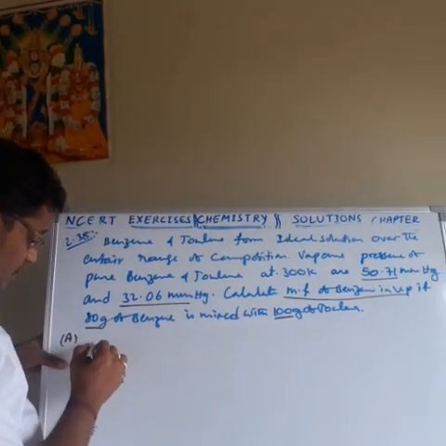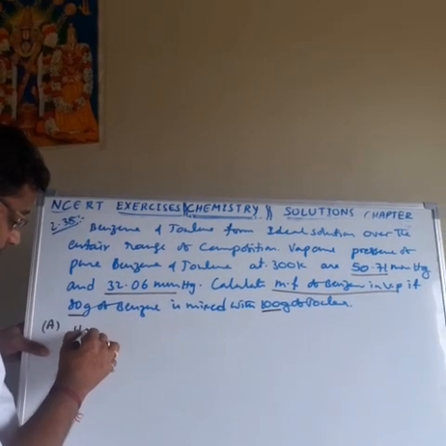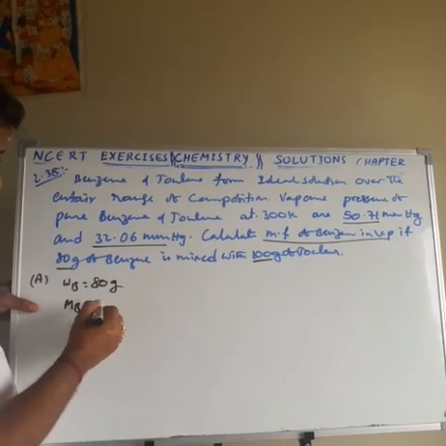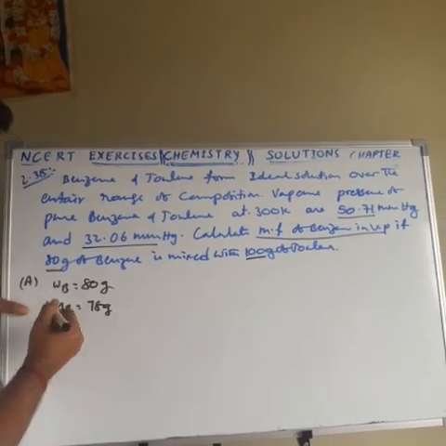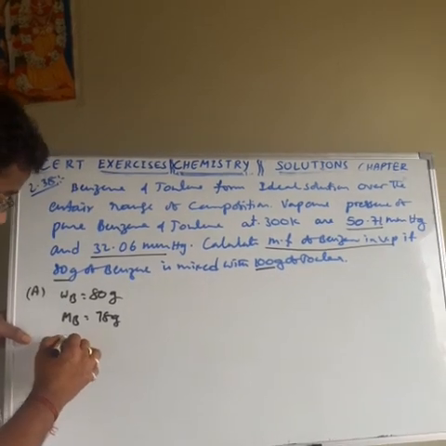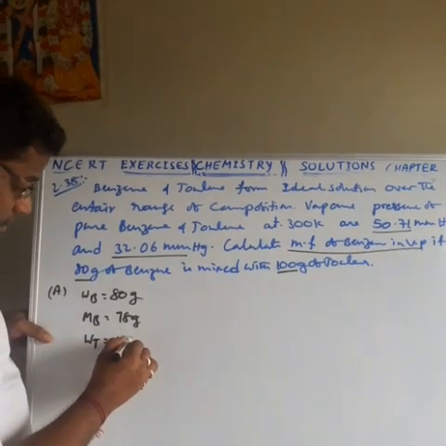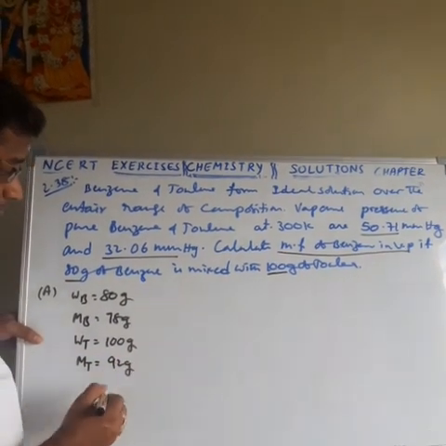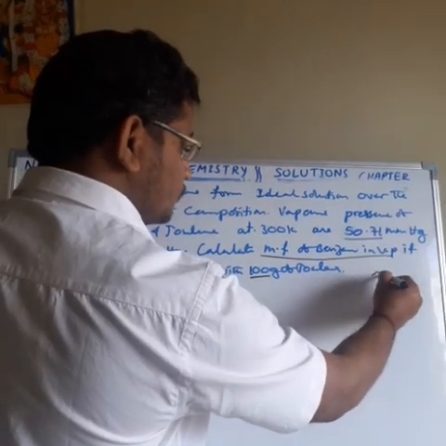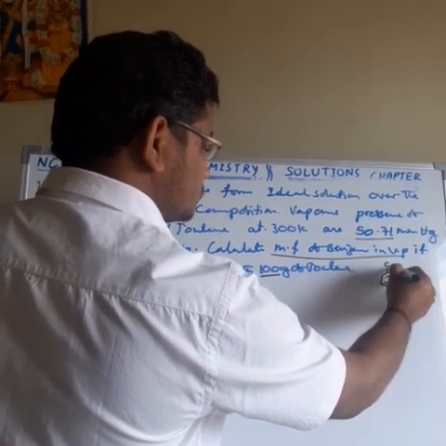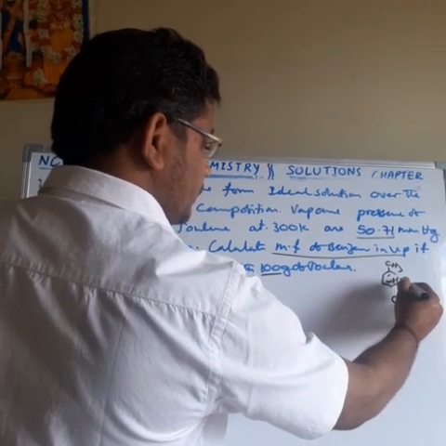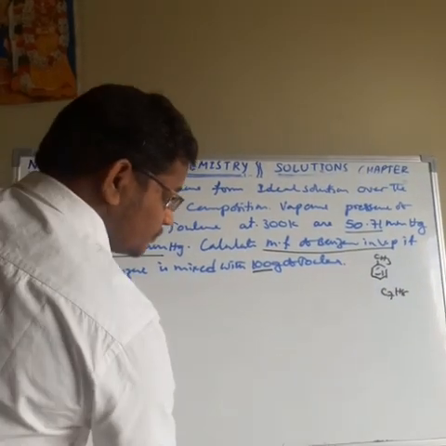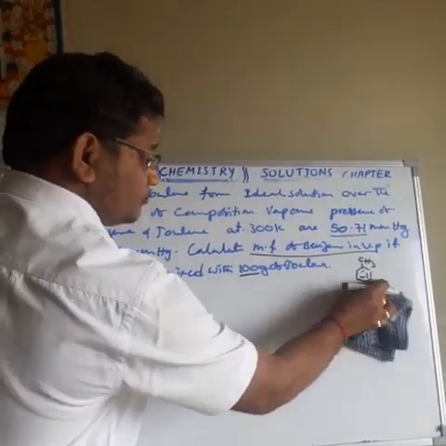First, we write the given data. Weight of benzene, 80 gram. Molecular weight of benzene, we already know, is 78 grams, C6H6. Next, weight of toluene, 100 grams. Molecular weight of toluene is 92 grams. The toluene formula is C6H5CH3, a total of 7 carbons and 8 hydrogens. Using this formula we calculate the molecular mass, 92.